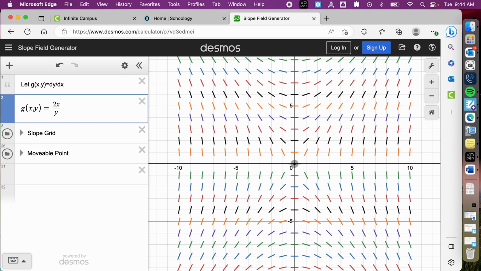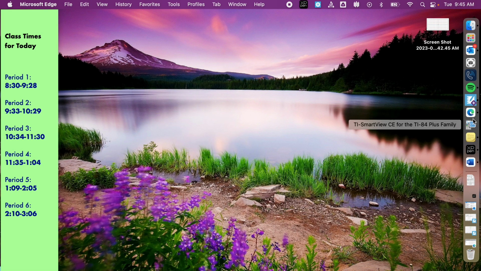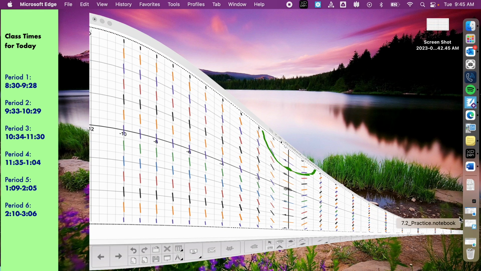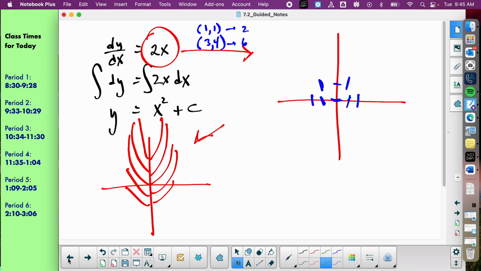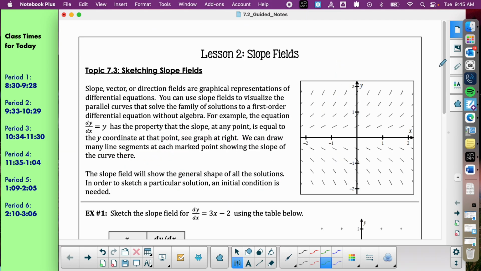So slope fields just show you all the possible solutions. That's really all I'm trying to get across. On the AP test, there's really only 2 things they're going to ask you to do. Maybe 3.